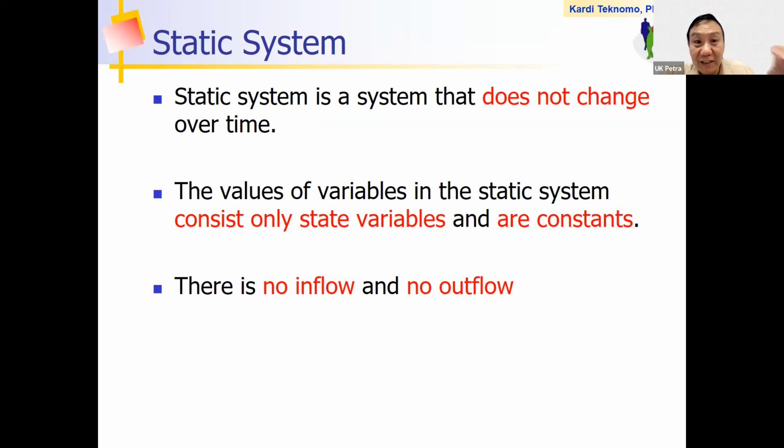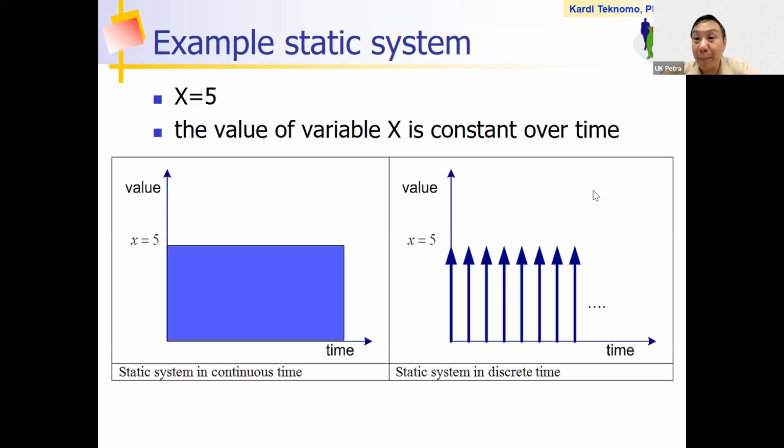A static system is a system that does not change over time. So what makes it dynamic is actually the change over time. Now, the values of the variables in the static system consist only of state variables that are constant. So there is no inflow, there is no outflow. So this is an example, x equals 5.